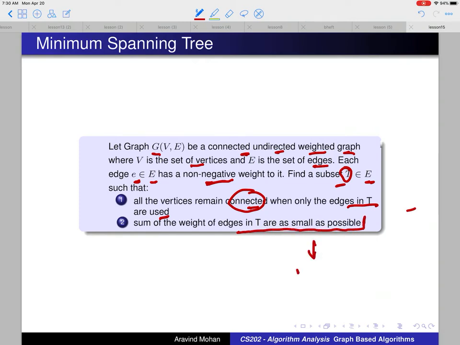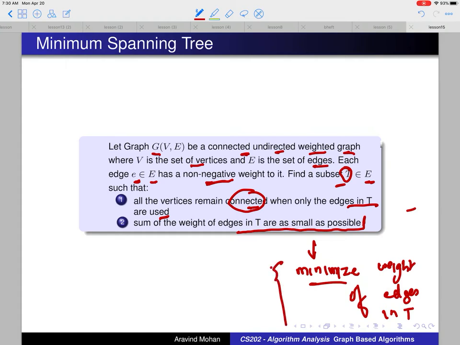So we are trying to minimize. The goal is to minimize the weight of edges in T. That is our goal for this particular problem. And again, we want to make sure it's connected as well. That's a bottom line assumption that we take, that the graph, or the subset graph, should also be connected.